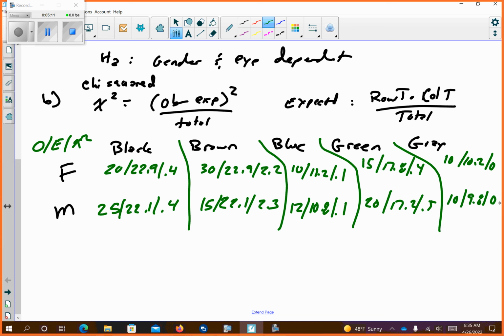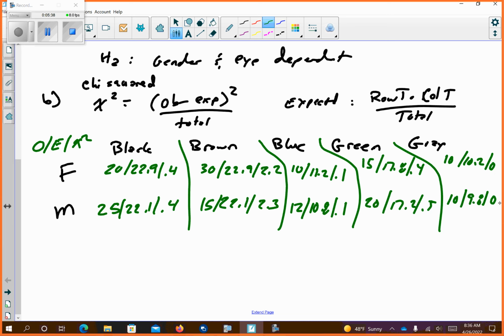All right. So do we feel comfortable how that would have been done? I mean, obviously the observed, you're just looking at what's in the actual column. The expected, we do the row total times the column total divided by the total for each of the rows. So that's kind of a lot of work when you go through it.